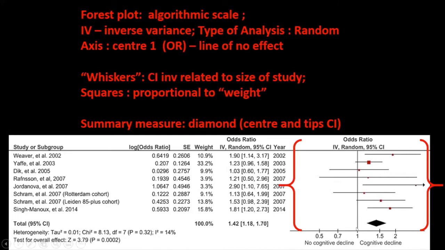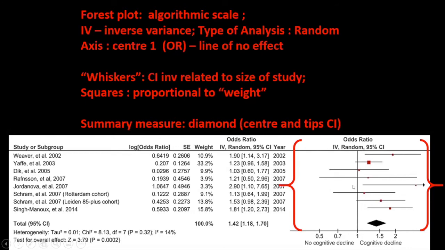So on this side will be higher odds, on this side will be lower odds. The whiskers represent the confidence interval of each study, and it's related to the size of the study. So this study, for example, the confidence interval carries on outside the scale, and hence it's got an arrow mark. This study is much smaller, so hence the confidence interval is narrow. The squares represent the weights of each study in this meta-analysis.